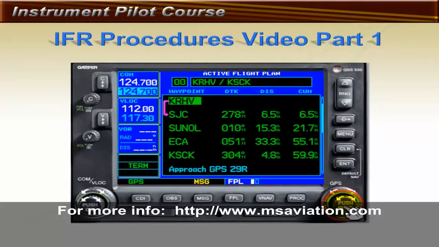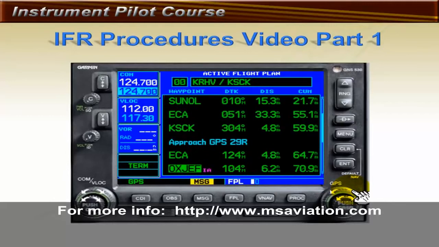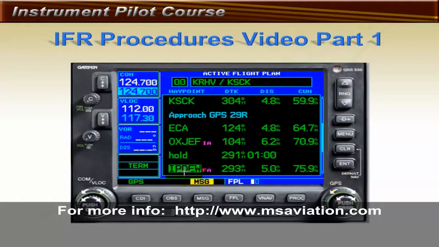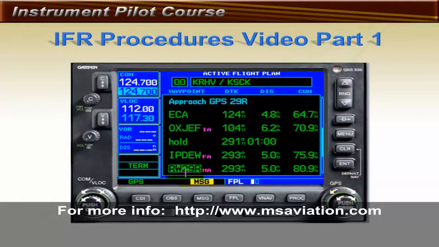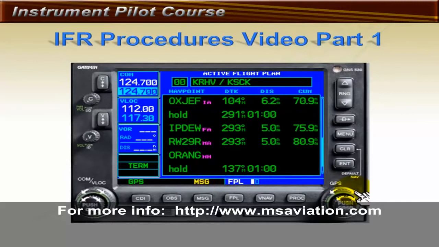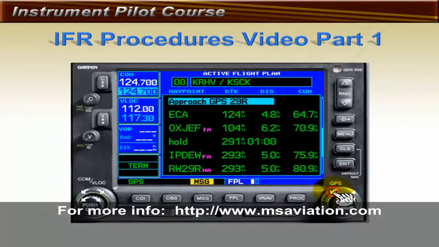So let's have a look at that. As we go down through, we can see that we have Manteca, Stockton, then the instrument approach, which starts at Manteca, goes to OxJeff, then there's a holding procedure there, or a course reversal, then it'll go to IPDU, then finally the runway 29 right at Stockton. This is the missed approach. It's Orang intersection. And there's a hold there. So we've got the missed approach and hold in there, although we'll talk a little bit more about missed approaches on the GPS in a little bit. For now, we can just see that it's been added.